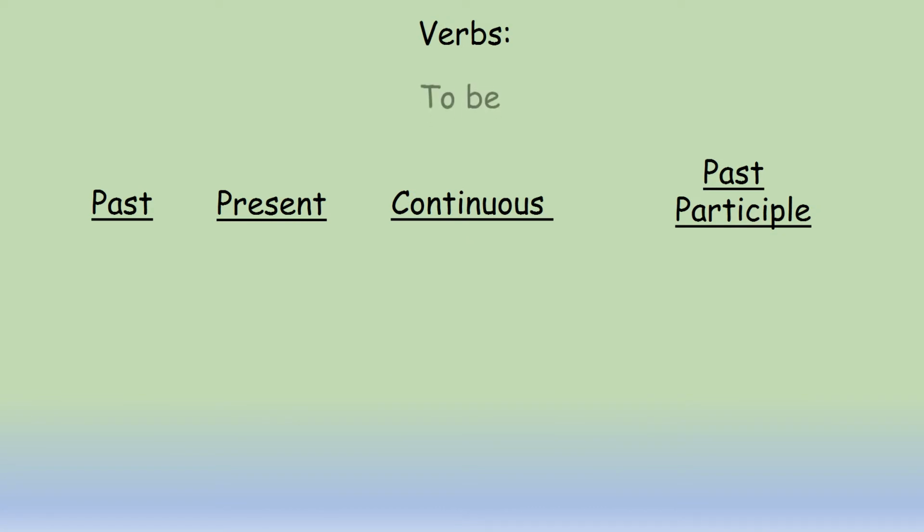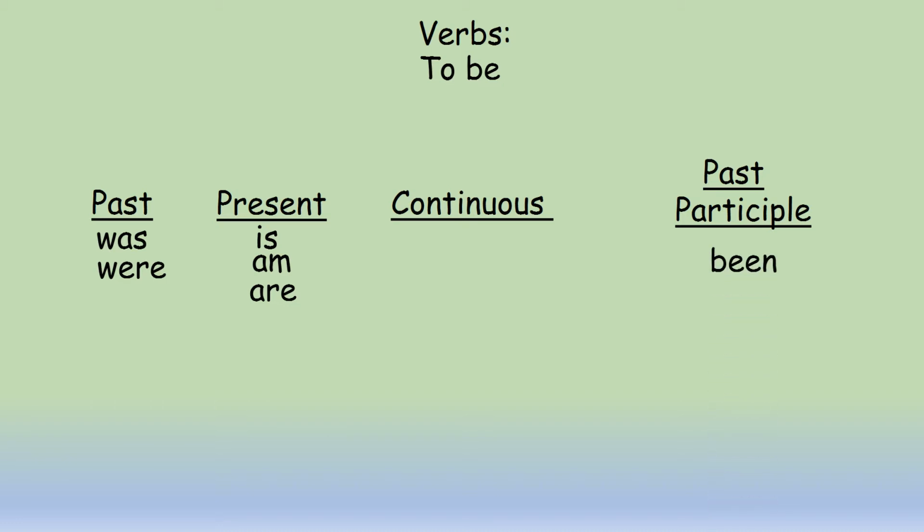Verbs. To be. The past tense of the verb to be was or were. The present tense of the verb to be is, am, or are. There is no continuous tense form of the verb to be. To be is an irregular verb. The past participle of the verb to be is been.